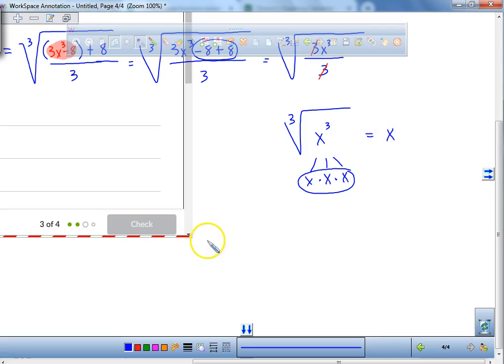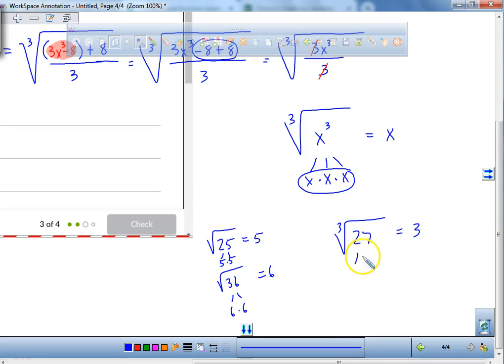Now, you're probably used to square roots. Like if I say the square root of 25, most of you probably say 5. If I say what's the square root of 36, you would say 6. Why? Because square roots look for groups of what? Groups of 2, right? But cubic roots, if I say what's the cubic root of 27, not everybody is just going to spit out 3. But technically, the cubic root of 27 is 3 because 3 times 3 times 3 is 27.